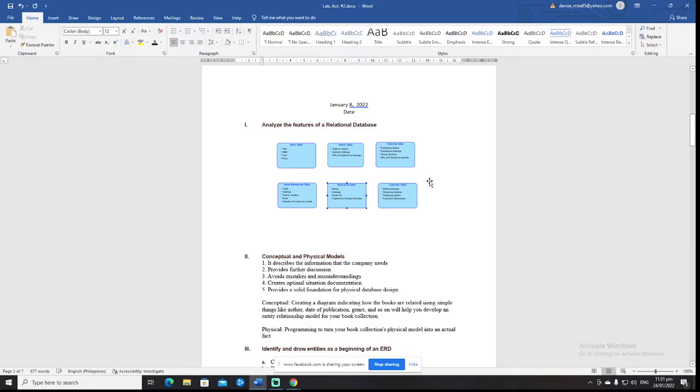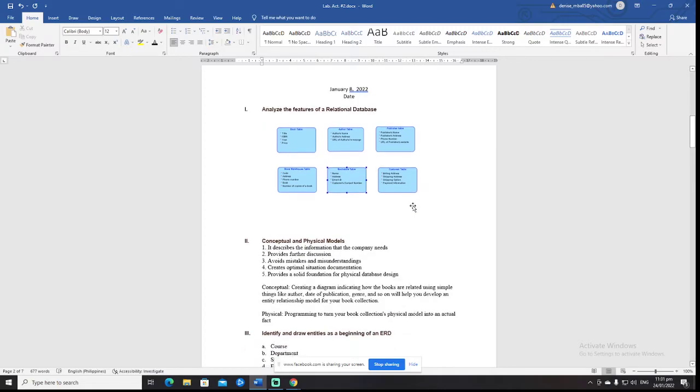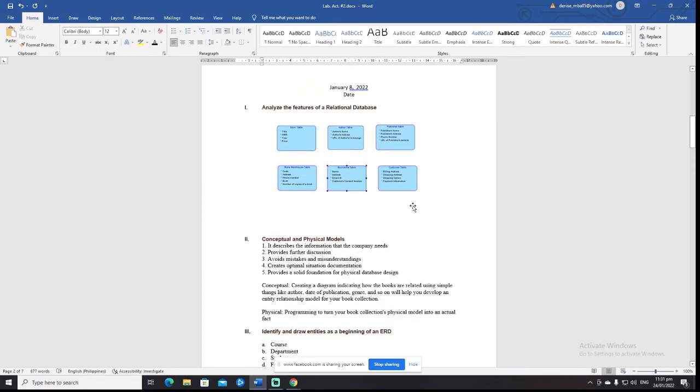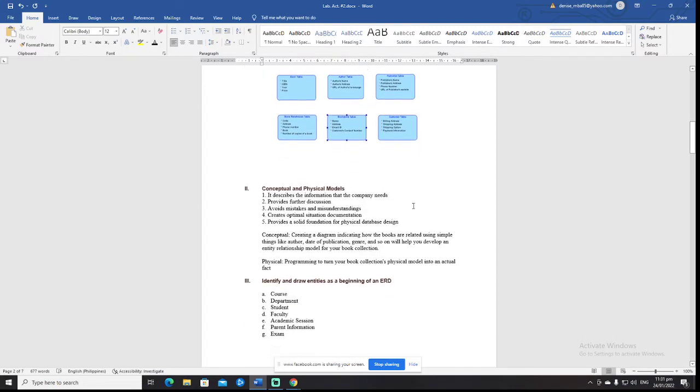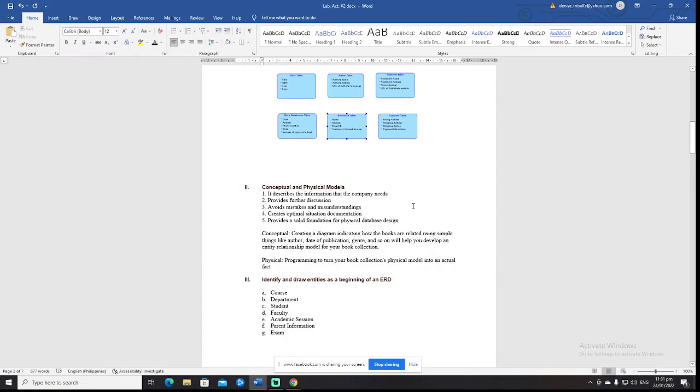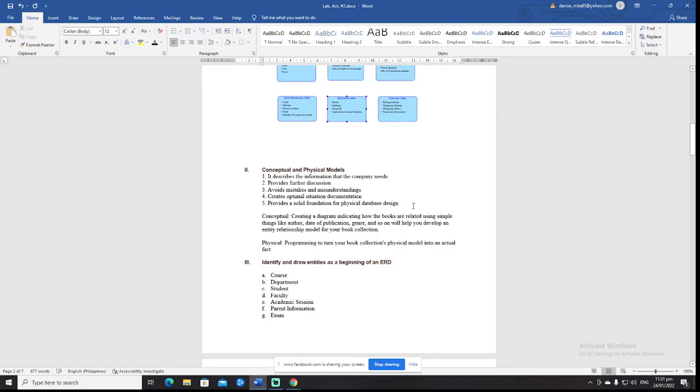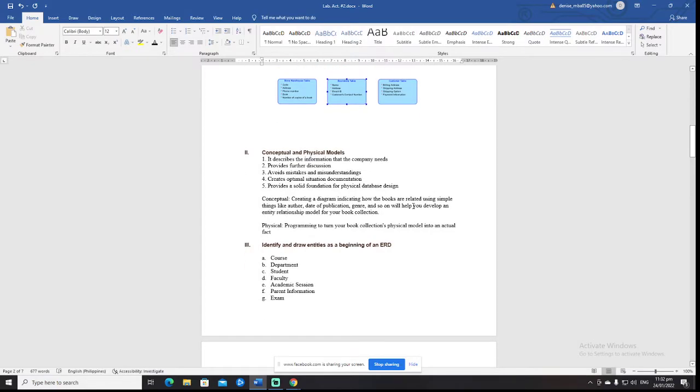Today we are discussing shortly our laboratory activity 2. In the first activity, we use the Oracle database application and arrange them in every table. In conceptual and physical models, I observe the importance of a physical model also on what to prevent. In identifying and drawing entities, as a beginning of an ERD, we create a school management system in which we put the important attributes.